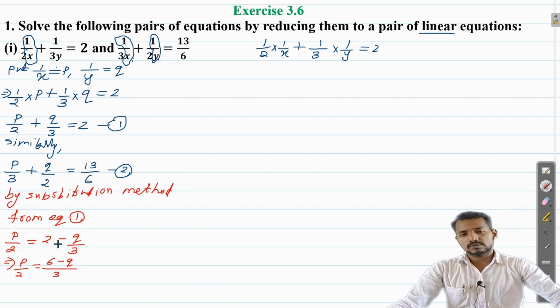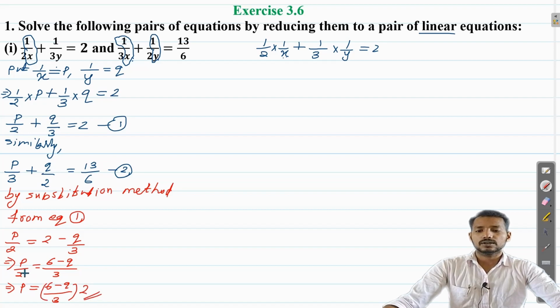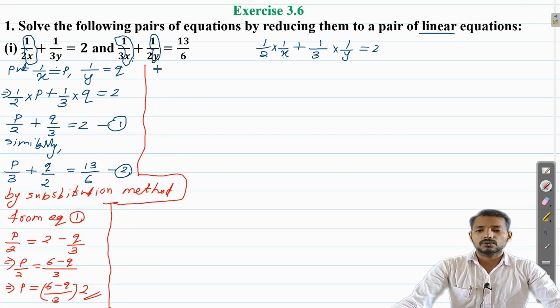By taking LCM, that implies this 2 is taken to the right side again to separate p from 2. So p is equal to 6 minus q divided by 3 into 2, since the division by 2 becomes multiplication by 2 when taken to the RHS. Now what will we get?